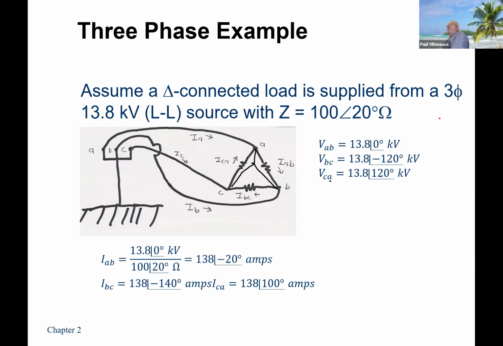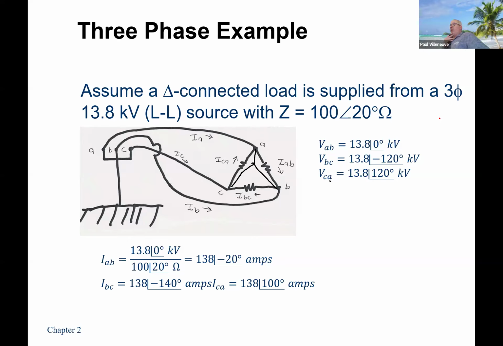The phase voltage would be lower if it's in a configuration like that. So here's a Y-connected source, right? Not even Y-connected. It shows a neutral there, but it doesn't have to be one there. It could be delta. But I have a delta-connected load supplied from a 3-phase 13.8 kV source, and the load is 100 at an angle of 20.